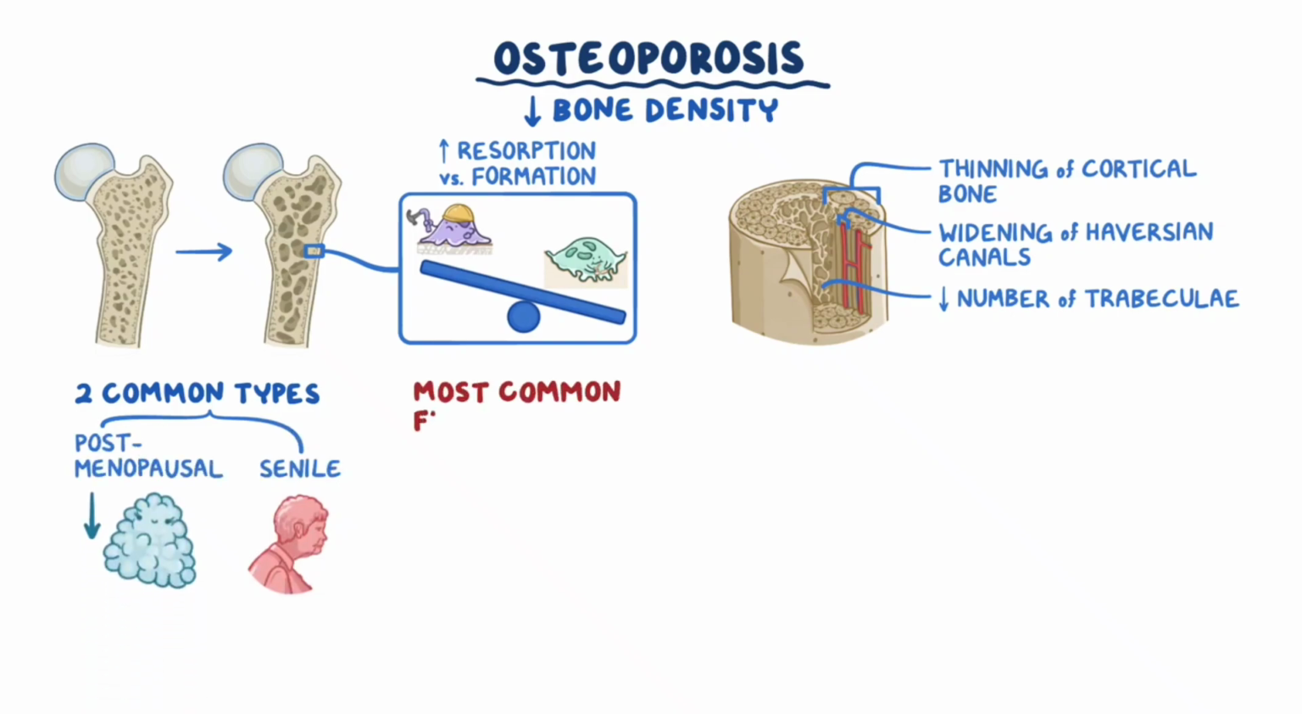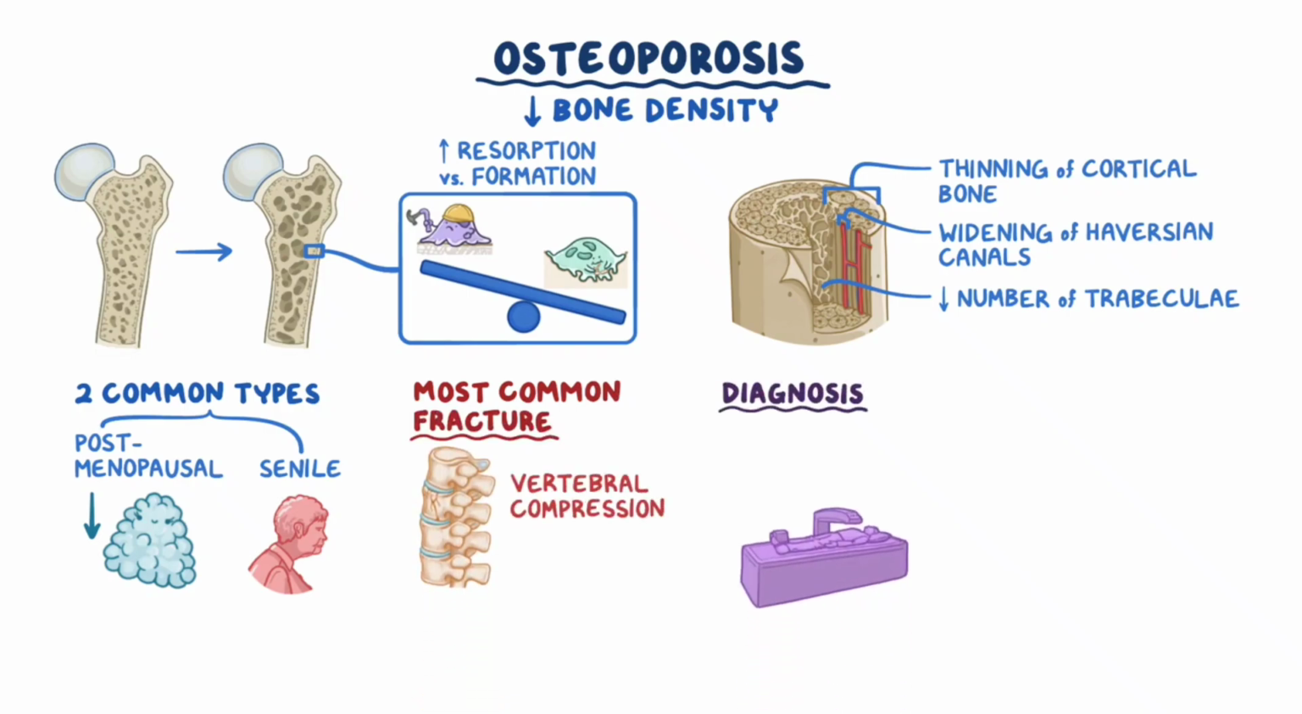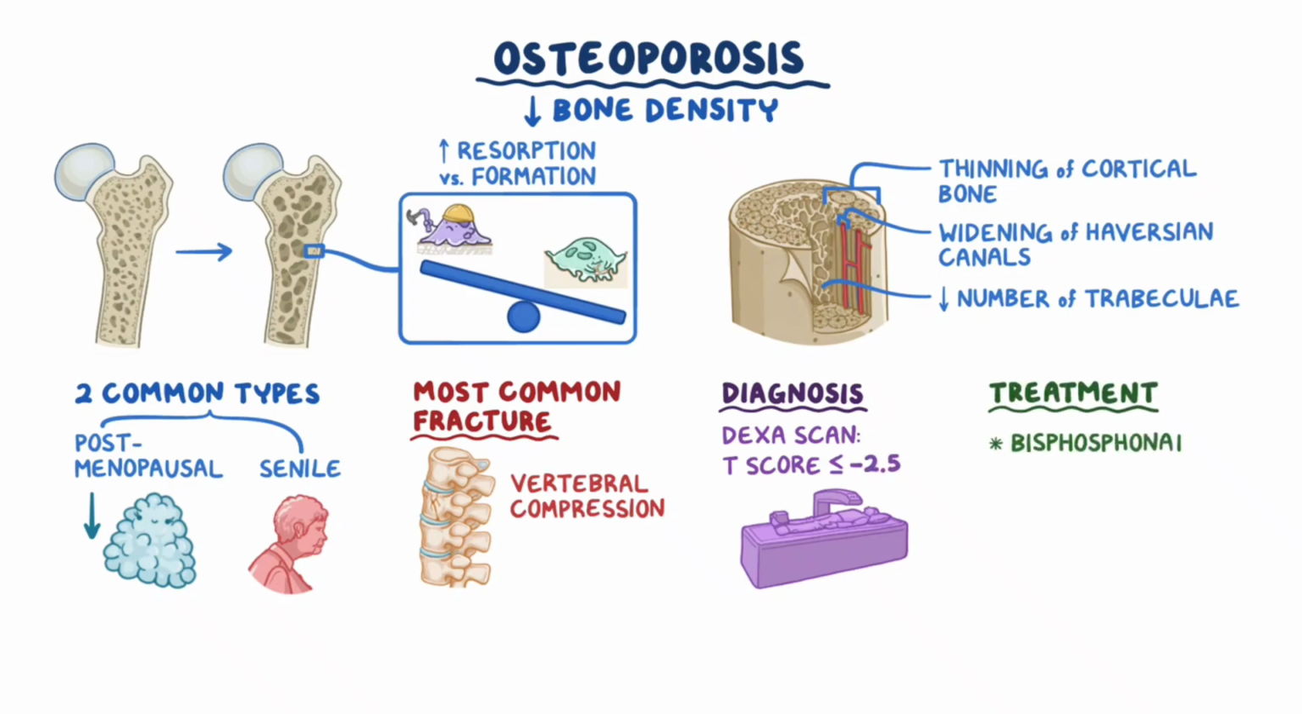The most common type of fracture in osteoporosis is a vertebral compression fracture. Diagnosis is done with a dual-energy X-ray absorptiometry, or DEXA scan, where a T-score equal to or less than negative 2.5 equals osteoporosis. First-line treatment relies on bisphosphonate drugs like alendronate and risedronate.